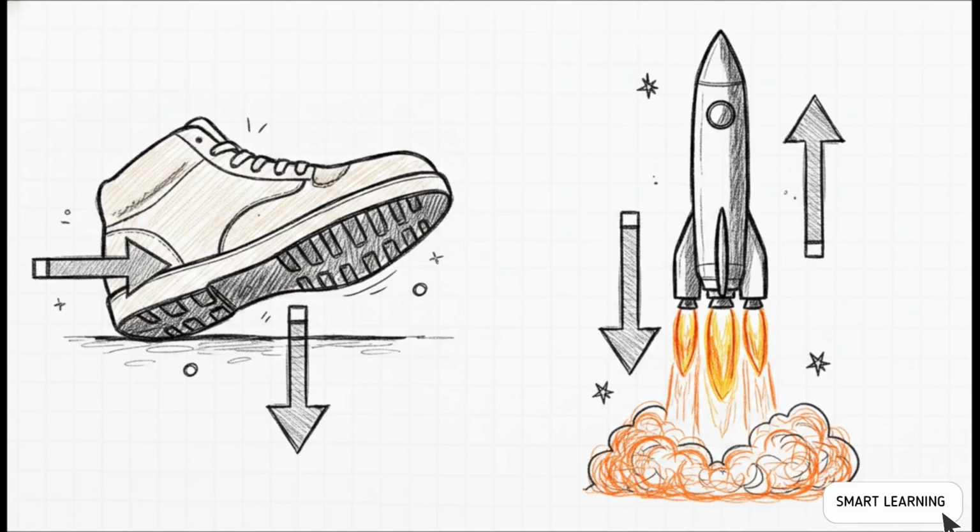Now scale that exact same logic all the way up to a rocket. A rocket doesn't push against the ground or the air. It actually pushes against its own fuel. By expelling massive amounts of gases downward at incredibly high speeds, the rocket gains an equal and opposite reaction upward. From your morning stroll to exploring the cosmos, it's literally the exact same physics at play.